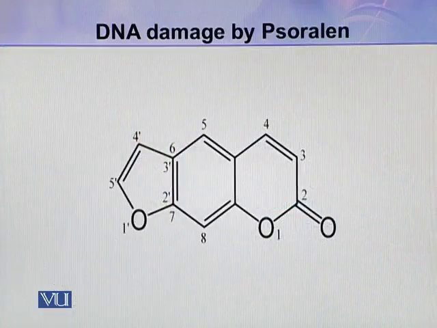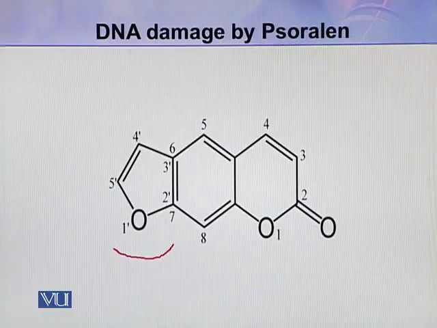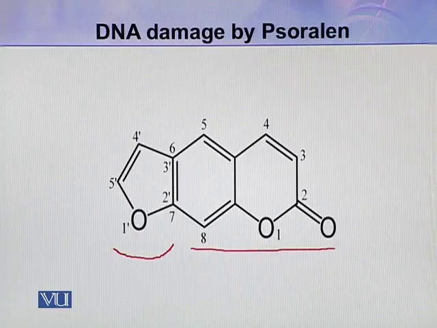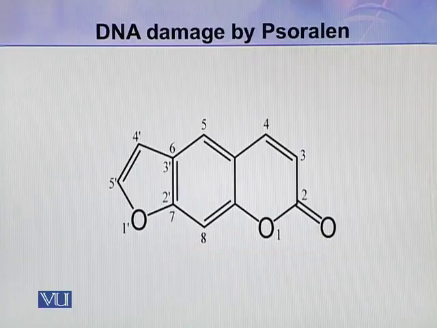So here is the structure of this psoralen, and you can see this is a furan ring. Furan ring contains five corners, or it is a five-membered ring, and this portion is coumarin. So it is a planar molecule and it can intercalate in the DNA.